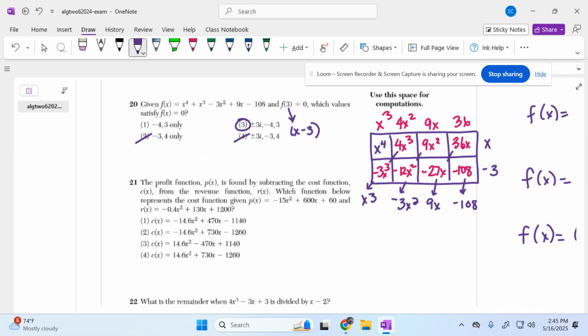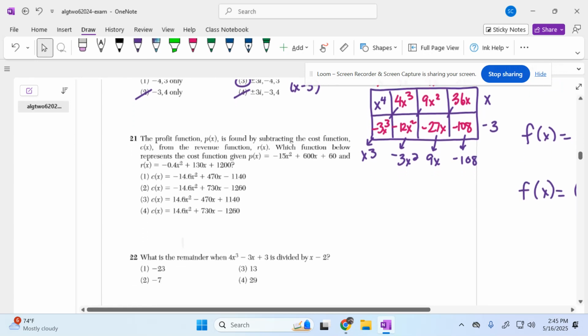If you had graphed it, you would have only seen the negative 4 and 3 as solutions, as x-intercepts. But since it's quartic, you know there's 4 total solutions, so you might have actually been able to answer this question without doing any of the math, just knowing how factors work.